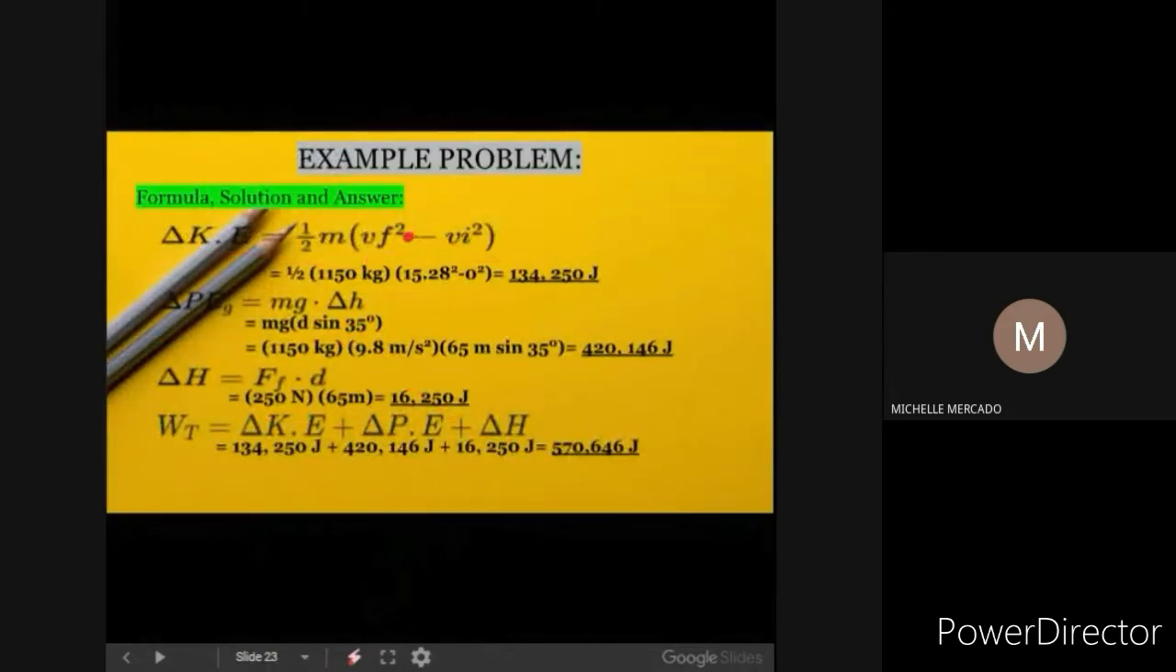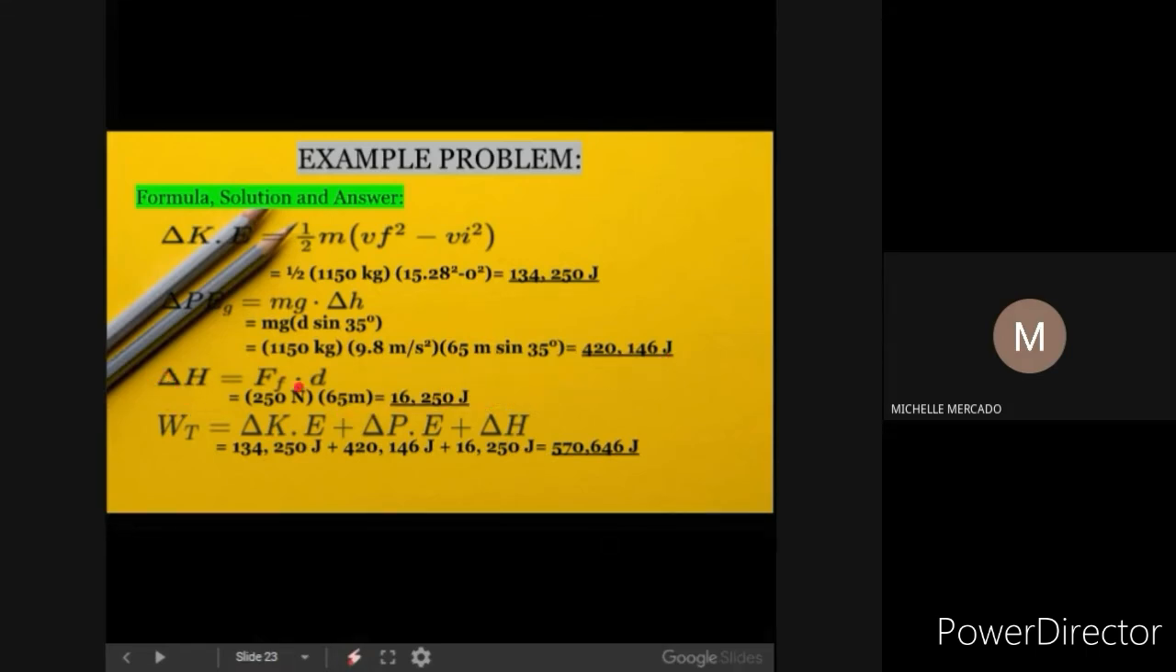Next, second formula, if we're going to find the change in gravitational potential energy of the car, it is equal to mass times the constant value of gravity multiplied by the given height. Okay, so mass times gravity, then the given distance or the given height, sine 35 degrees. So again, transpose the given mass na nakikita po natin sa given. So 1,150 kilogram multiplied by 9.8 meters per second squared multiplied by 65 meters sine 35 degrees. The answer will be 420,146 joules.